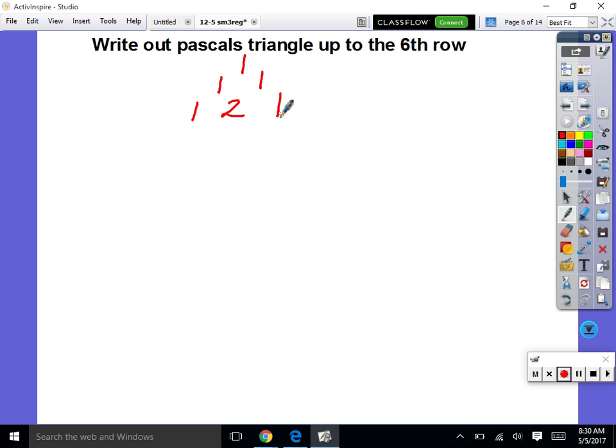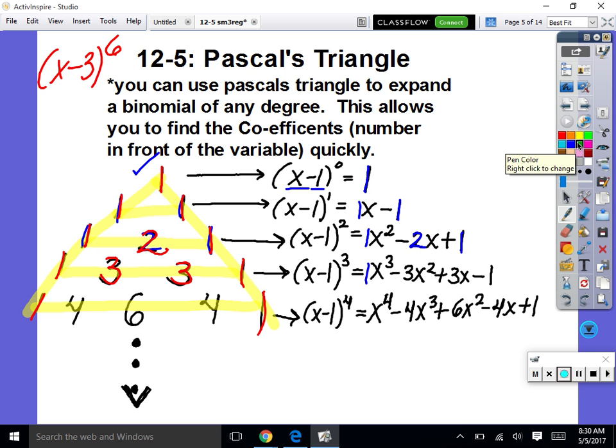Everybody should be doing this on their own. I want you to create lots and lots of rows. Keep going. So it says up to the 6th row. Oh, here's one more thing I wanted to say. Sorry, I'm feeling rushed. What you have to remember is this is degree 0. Does everybody understand? It's row 1, but it's not degree 1. It's degree 0. Then this is degree 1, degree 2, degree 3, degree 4.